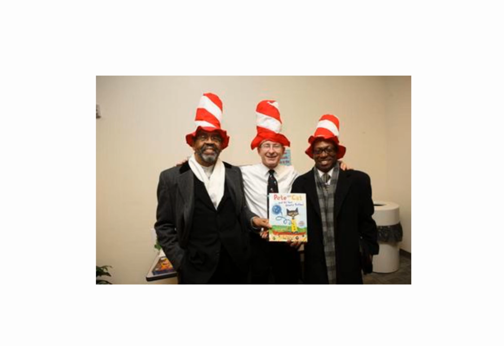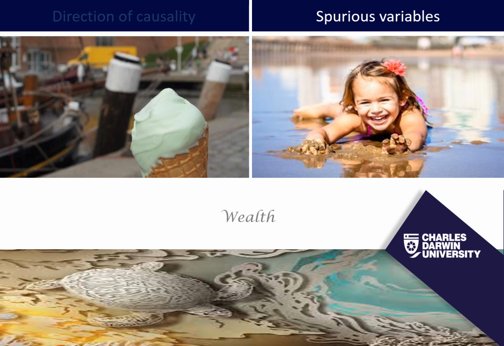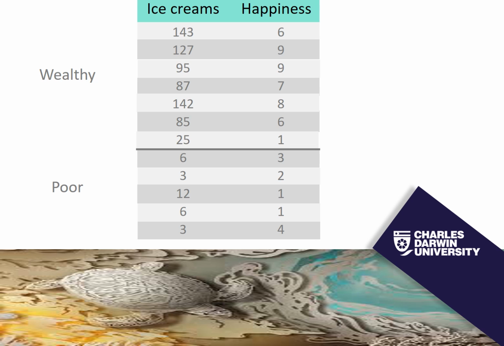In particular, perhaps another trait or characteristic called a spurious variable may affect both measures, generating a misleading relationship. So to illustrate, perhaps wealthy people tend to consume more ice cream because they can afford this product, and perhaps wealthy people tend to be happier because they can buy anything they need. Therefore, a subset of participants, that is the wealthy individuals, might consume excessive ice cream and often feel happy.